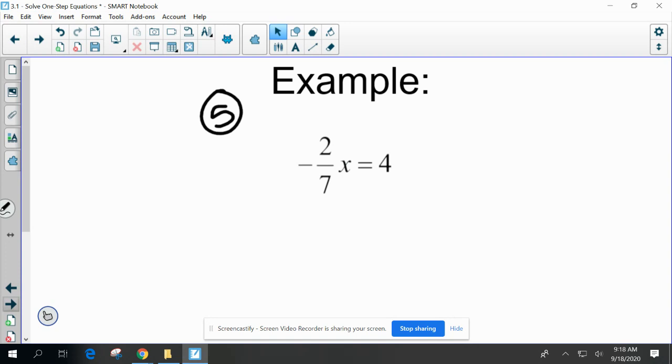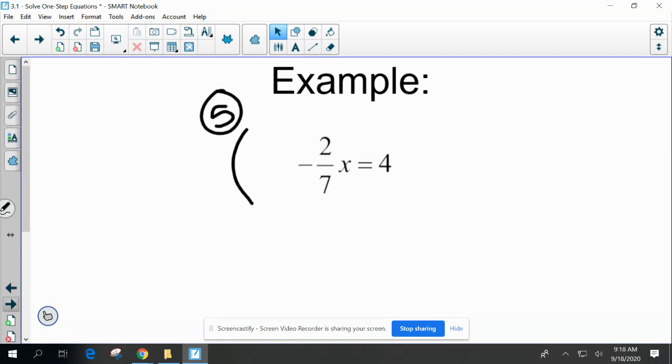Okay, so negative 2/7 x equals 4. So between the fraction and the x, that's telling us to multiply. So the inverse would be to divide. How do you actually divide fractions? So we multiply by the reciprocal, or change, flip, as some of you have learned. So that's what we're going to do. We're going to flip it and multiply.